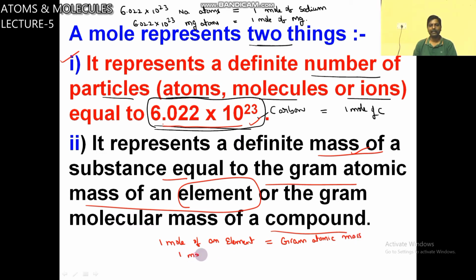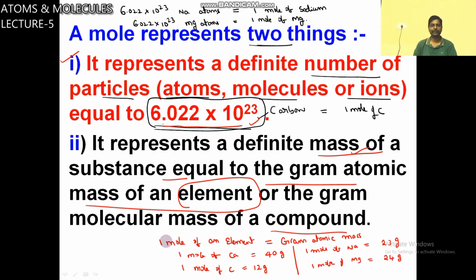One mole of calcium means gram atomic mass, which is 40 grams. 1 mole of carbon means 12 grams. 1 mole of sodium means 23 grams. 1 mole of magnesium means 24 grams. If it is a compound, you have to take gram molecular mass.